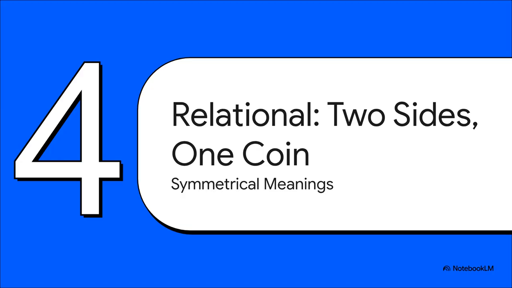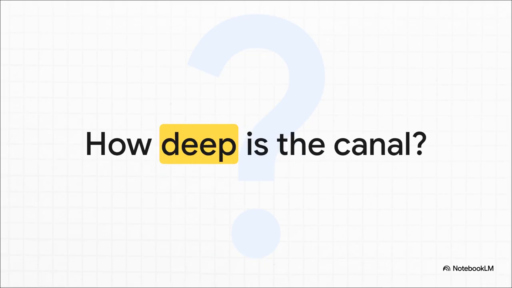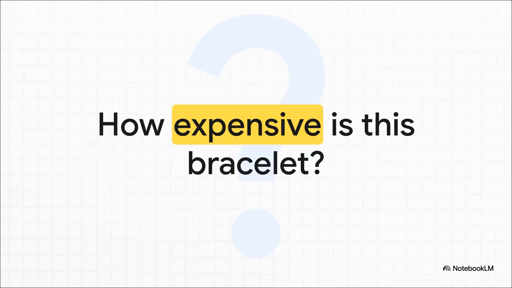Okay. So we've covered the three main types, but the most surprising rule of all is this kind of hidden default setting that's built right into our brains, one we use every single day. Get ready for this one. When you ask about someone's height, what do you say? You ask, how tall are you, right? And if you want to know the depth of a lake or a canal, you ask, how deep is it? If you're curious about how much something costs, you'll ask, how expensive is this? You've seen the pattern, right?